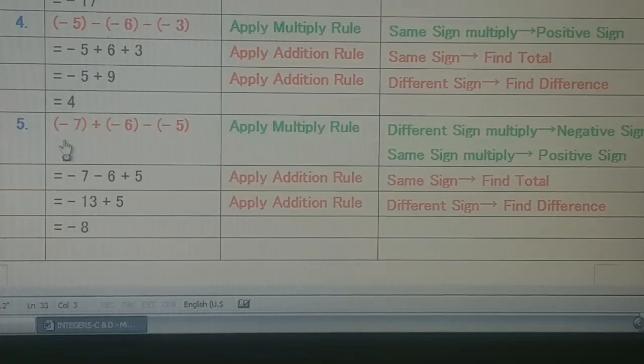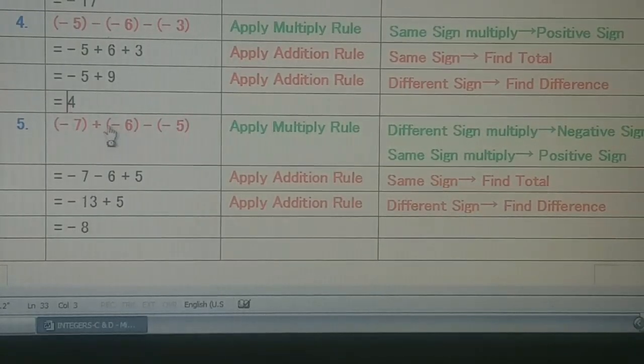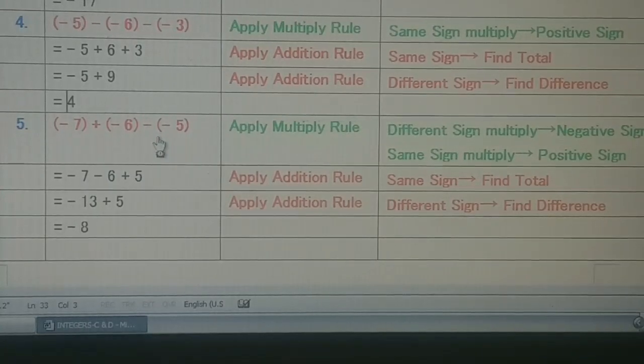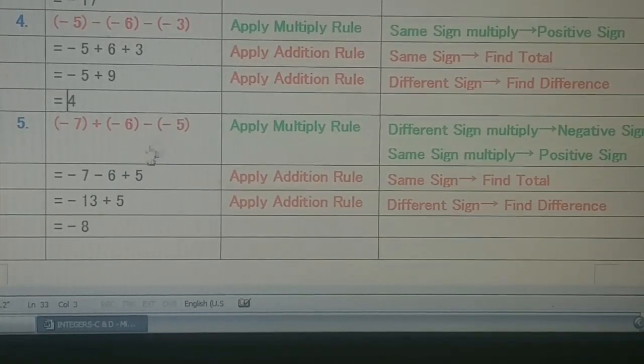The next example, the fifth example, we see minus 7 plus minus 6 minus 5. Here between 7 and 6 there are two signs. Between 7 and 6, two signs are not allowed, only one sign is allowed. Between 6 and 5 there are two signs, minus and minus. Two signs are not allowed between two numbers, only one sign is allowed. So to remove one of the signs, we have to apply the multiply rule. This bracket here symbolizes the multiply rule.